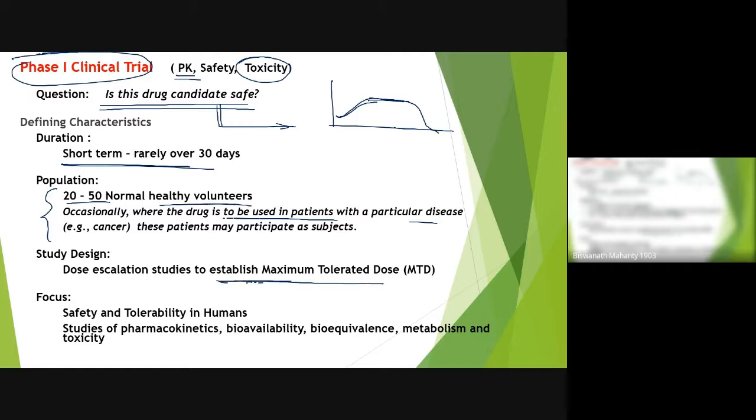That means what is the maximum dose we can give an individual beyond which toxicity is not seen. Always try to understand, when I'm putting any drug, there are 2 concentration lines. One is known as minimum effective concentration, and here, minimum toxicity concentration. What is required when you are injecting any drug or you are taking one tablet or capsule?